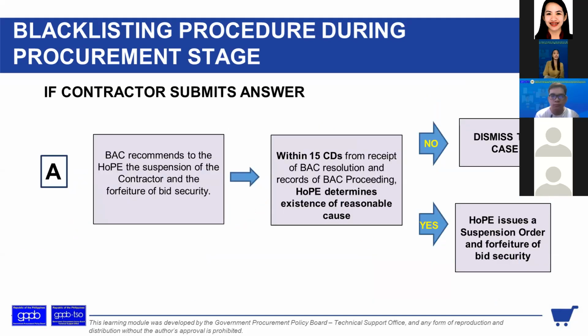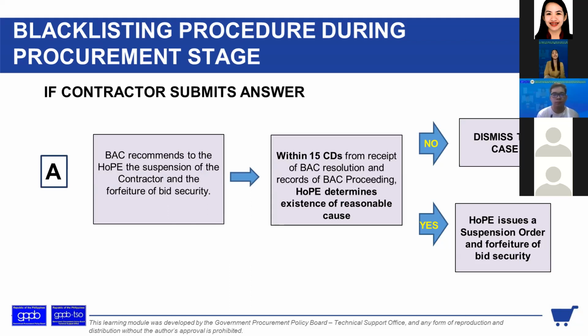So after that, the BAC shall recommend to the HOPE the suspension of the contractor and the forfeiture of bid security. So within 15 calendar days, ito lang talaga ang kasi di ba ang initiation sa protest is 3 and sa request for reconsideration is 3. Ito naman sa blacklisting is 5 days. But the rest, the BAC always has 7 calendar days. But in protest, the HOPE has 7 calendar days to decide. But in blacklisting, it requires 15 calendar days.